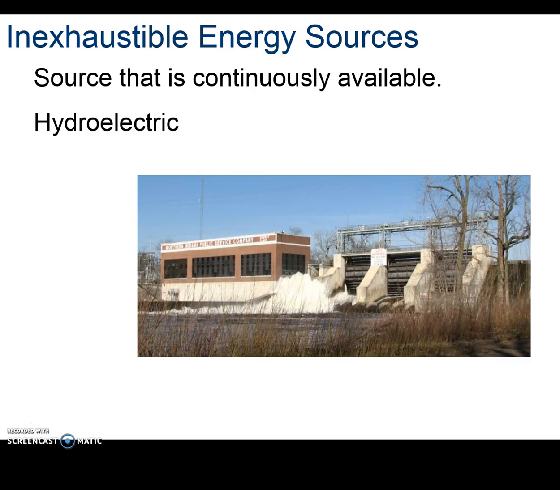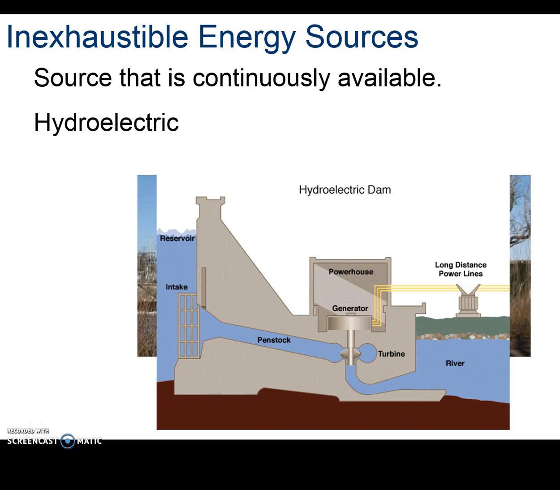One example of an inexhaustible energy source is hydroelectric. Hydroelectric energy production uses the flow of water from waterfalls and dams to produce electricity, just like you see here in this picture. Like a nuclear reactor, electricity is produced by a rotating generator. Unlike a nuclear reactor, there is no fuel which is consumed. Hydroelectric dams rely on gravity to move water past a turbine to create electricity.